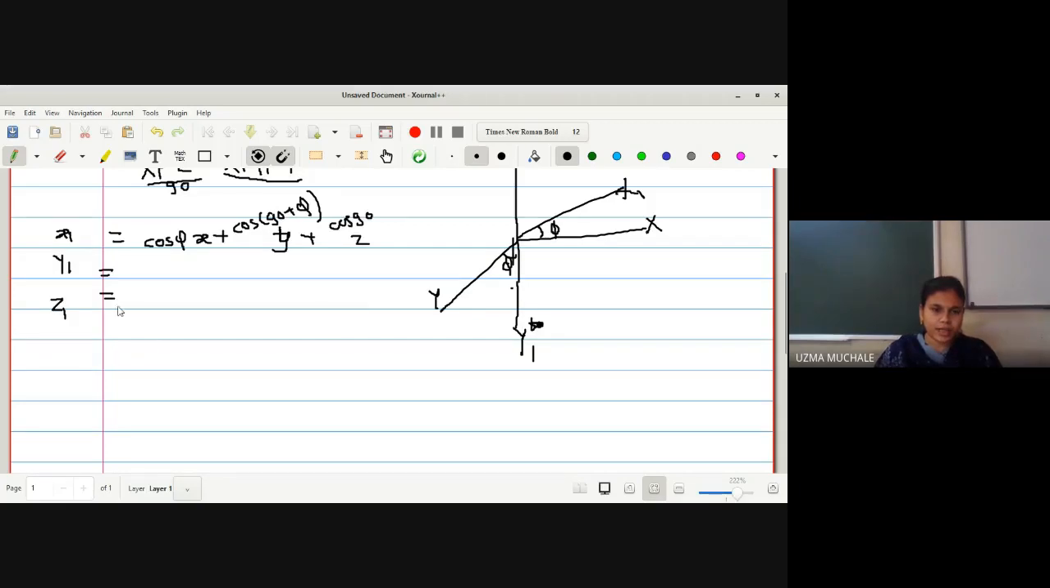Now let us write down the next one, that is y1: angle between x and y1, plus angle between y and y1, plus angle between z and y1. First let us write down the angle between x and y1. What is the angle between x and y1? You can see that the angle between x and y is 90 degrees, but here it is somewhat less, and it is less by phi. So we can write it as cos of 90 minus phi.